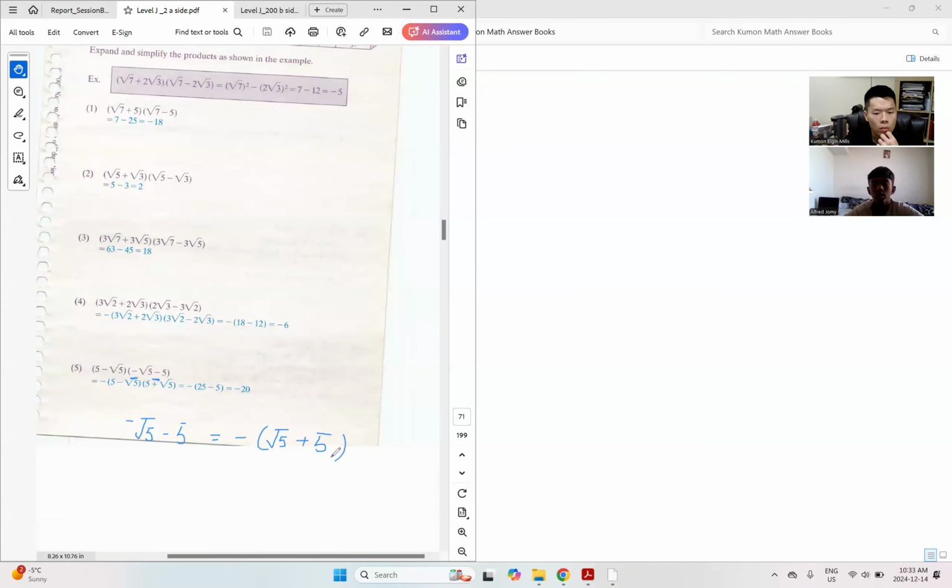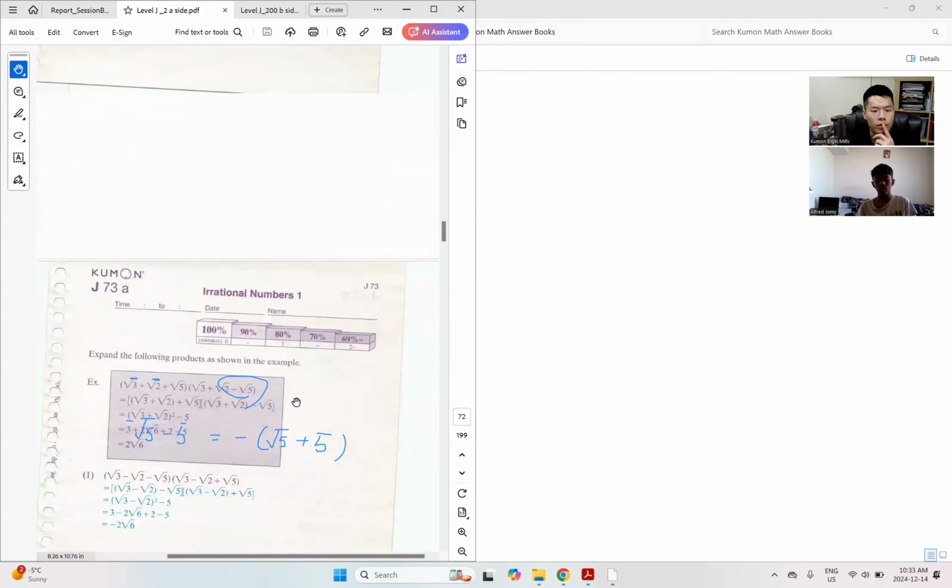I got -20. Okay, perfect. So this is the right answer. Good job. All right, so you were able to handle this page, right? Yes. Perfect, but okay, with that being said, let's try 73.